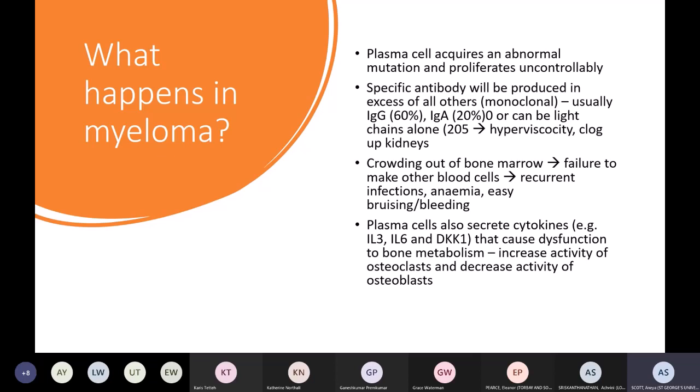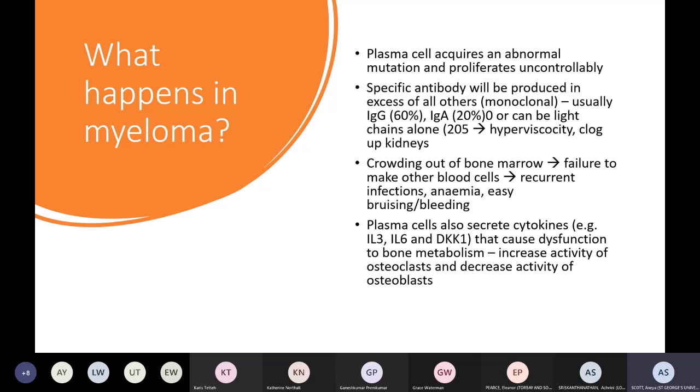Usually it's IgG in about 60% of cases, but it can be IgA, or sometimes the plasma cells can just secrete light chains. Usually your plasma cells do secrete more light chains than heavy chains anyway, but you can get myelomas where they're just producing loads and loads of light chains. And because it's a clone, those light chains will be either kappa or lambda.